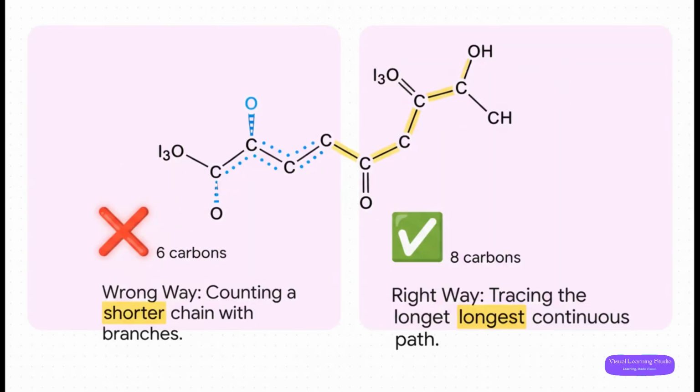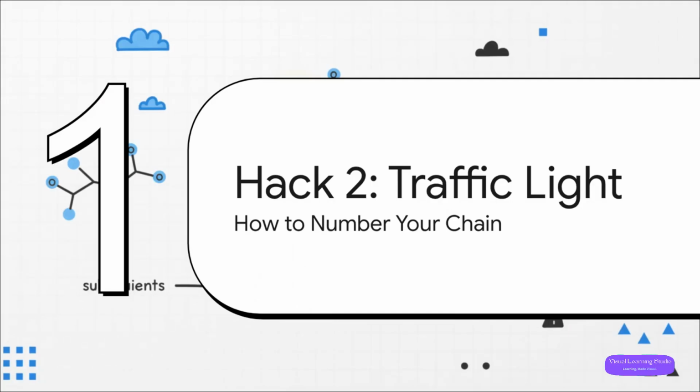Now listen up, because this is the number 1 mistake everyone makes with the find step. Your eyes will trick you. They'll want to just follow the nice, straight, horizontal line. You have to fight that urge. You have to trace out every possible path to find the absolute longest one, even if it zigs and zags all over the place. Look at this example. Going straight gives you 6 carbons. But if you take that turn, you get 8. That's a completely different base name. This is crucial.